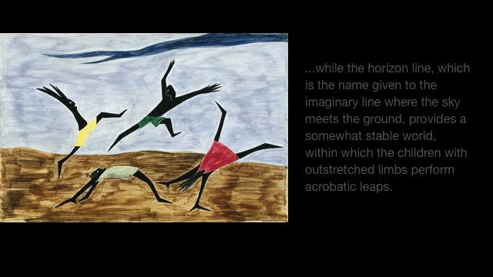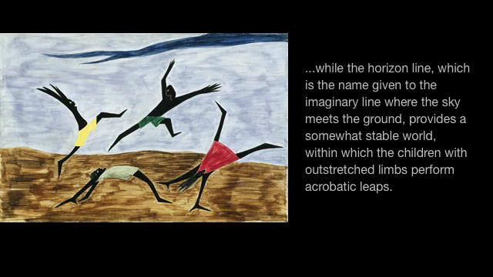While the horizon line, which is the name given to the imaginary line where the sky meets the ground, provides a somewhat stable world within which the children with outstretched limbs perform acrobatic leaps.